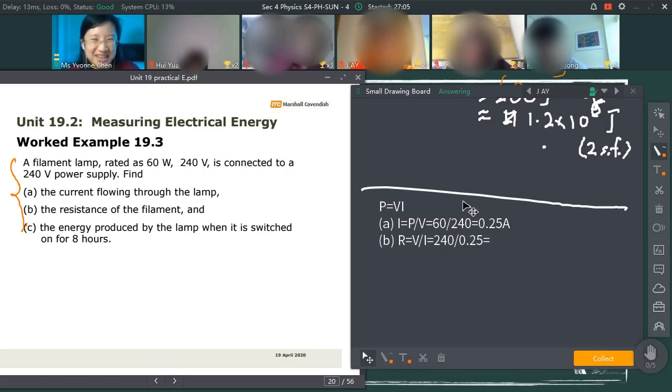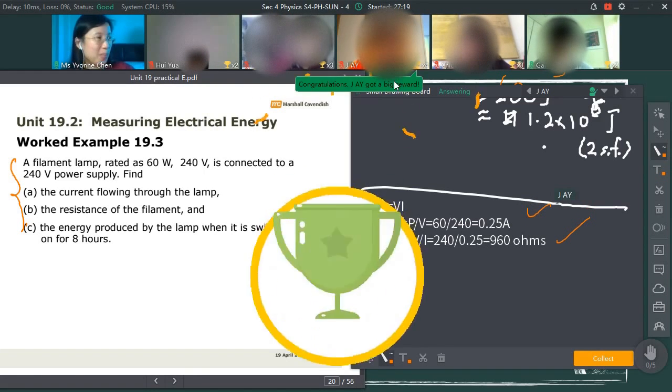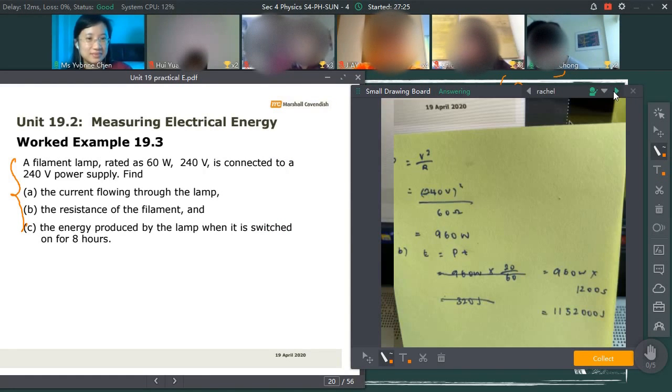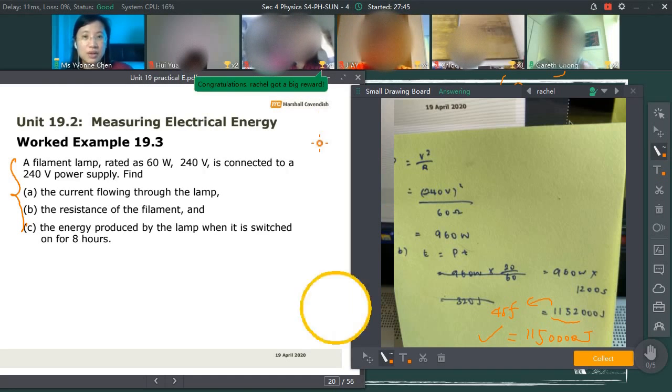Okay, Jonathan, start typing. Good. Rachel, for the previous part, you look at the small drawing board. Is this acceptable? This becomes 4 SF. So you need to change it to 115, then 0000. Then okay. Understand, Rachel? Okay. Good.